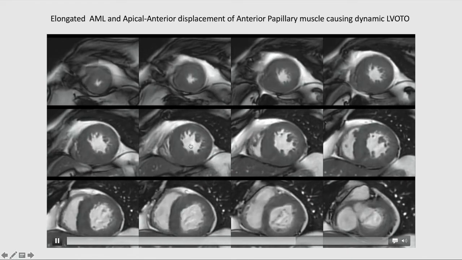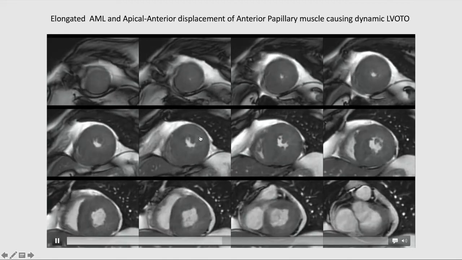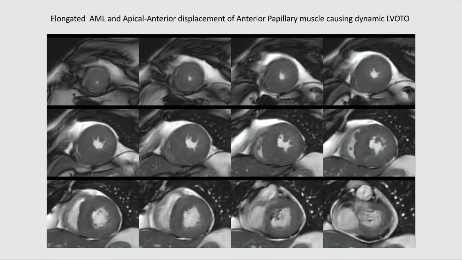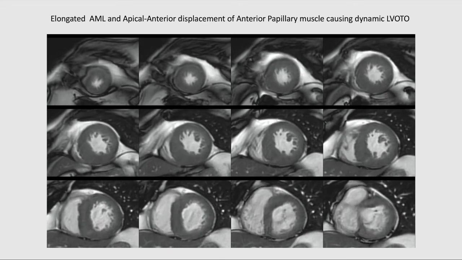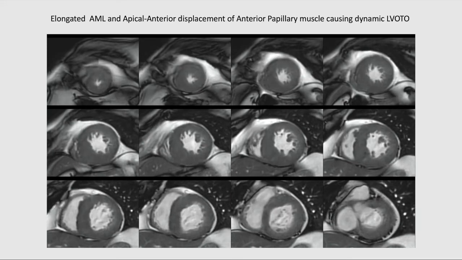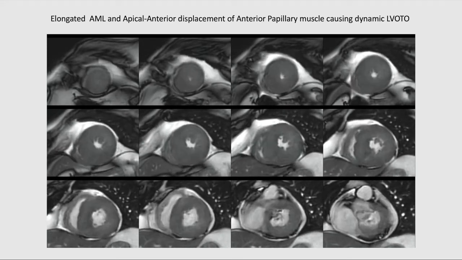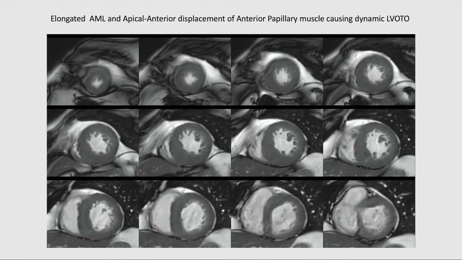So the factors of elongated AML as well as apical and anteriorly displaced anterior papillary muscle, these two factors combined together are causing dynamic LVOT obstruction in this patient. Because of this MRI, we were able to inform the surgeons that this patient would not benefit from myomectomy and she would need repositioning of the papillary muscles. So giving this important information is very crucial for proper management of this patient.